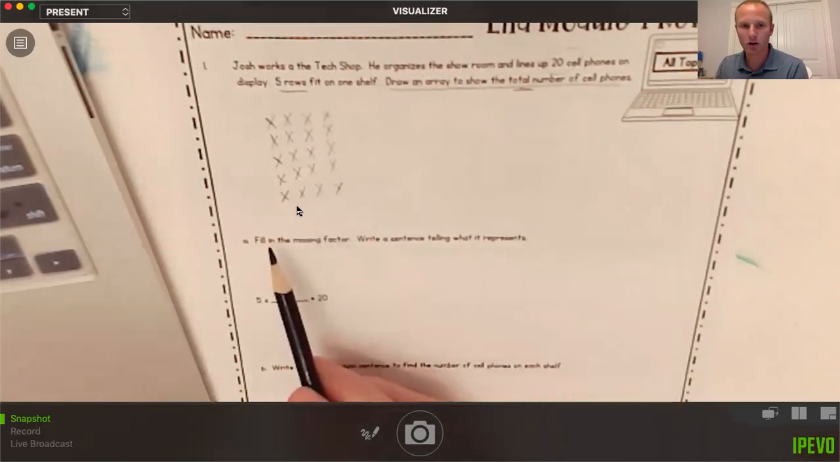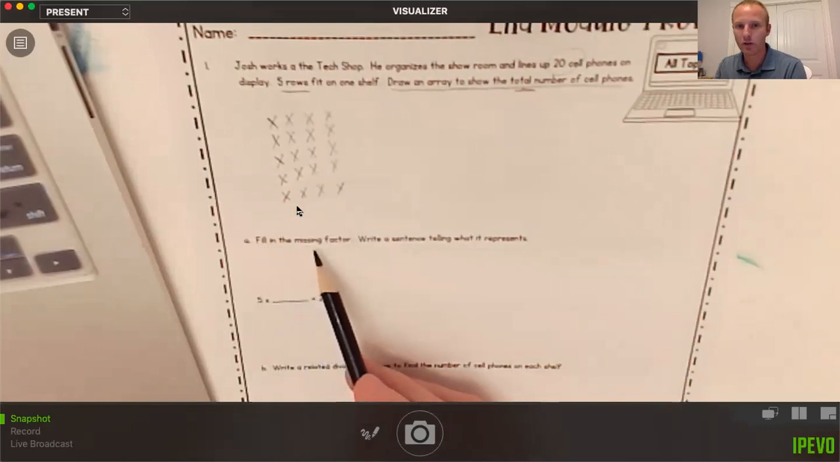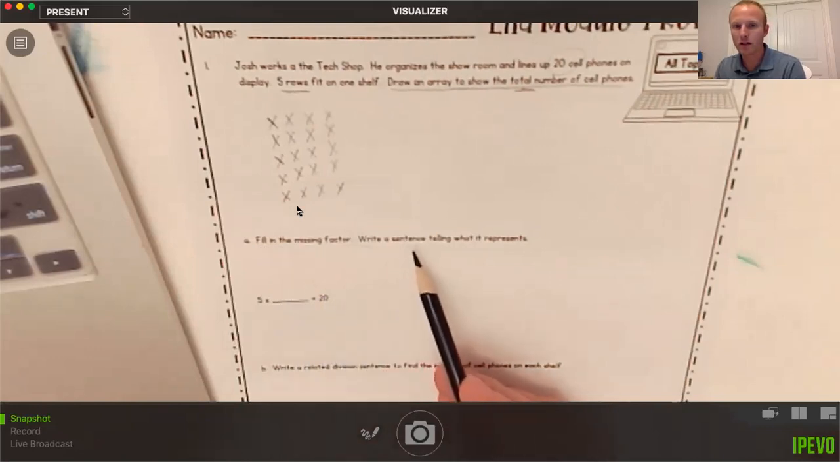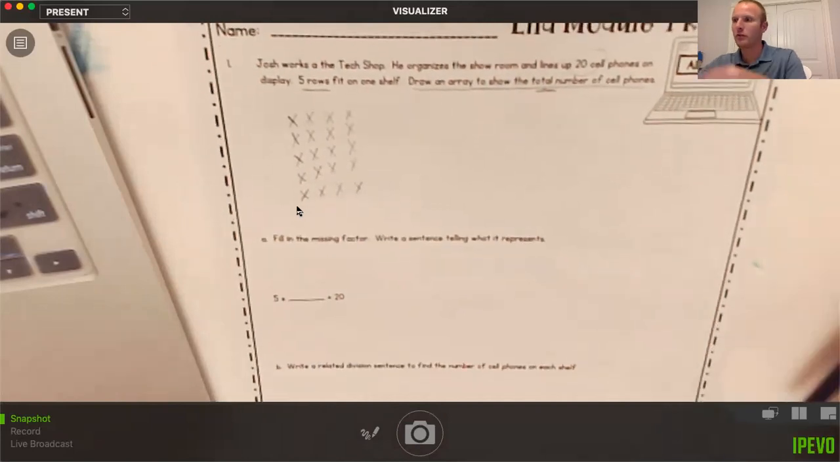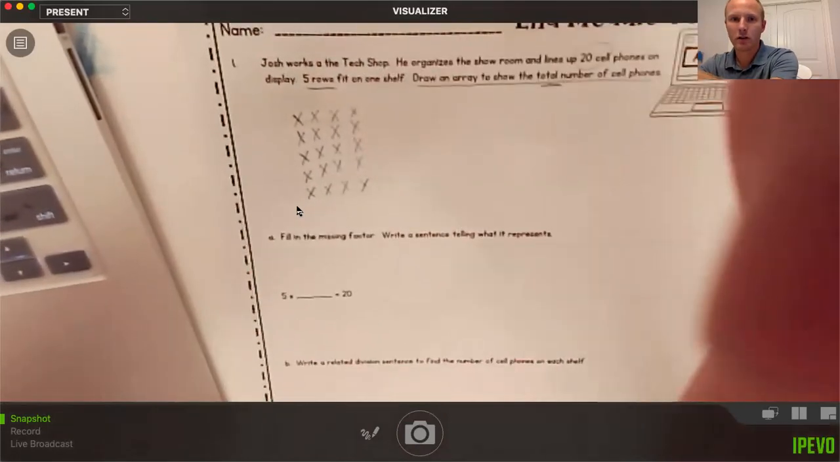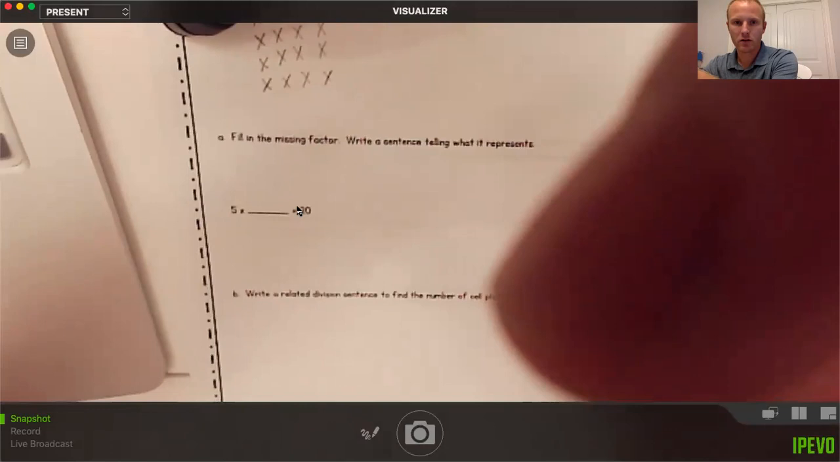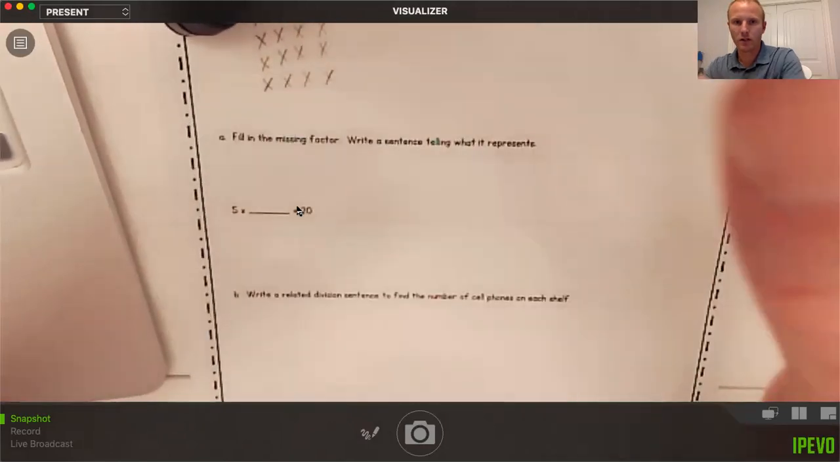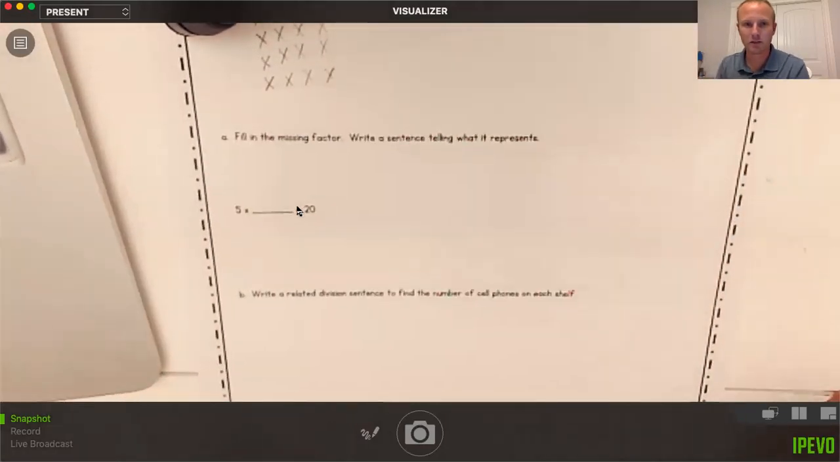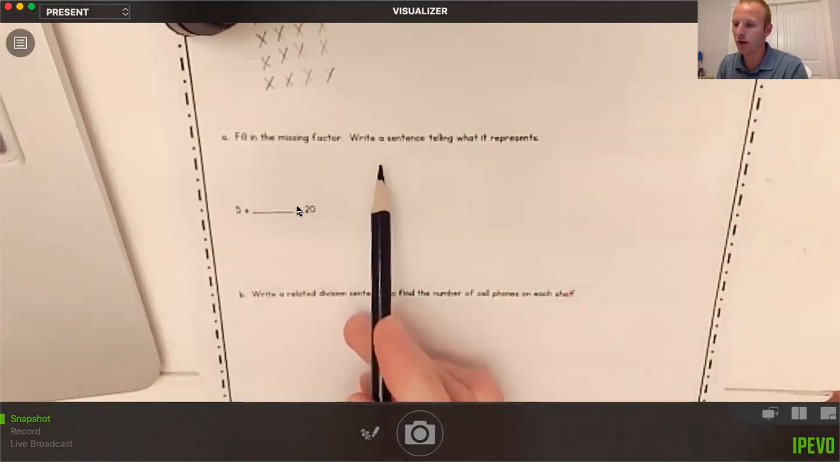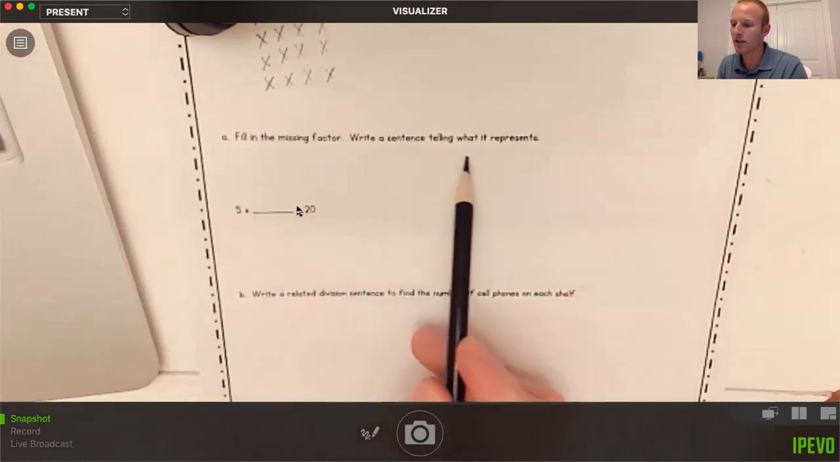Now the next part down here says, fill in the missing factor. Write a sentence telling what it represents. Let's see if we can make this a little more clear. There we go. Slightly better, I think. Fill in the missing factor. Write a sentence telling what it represents.